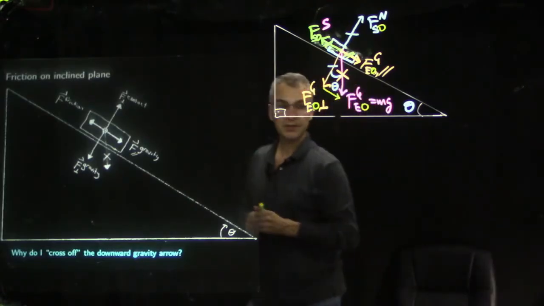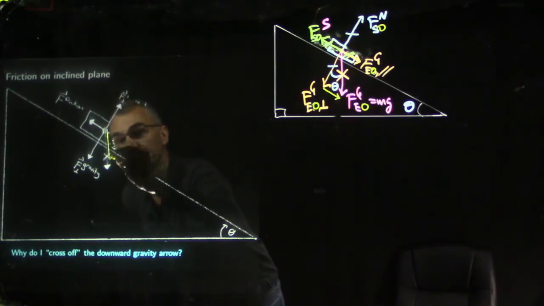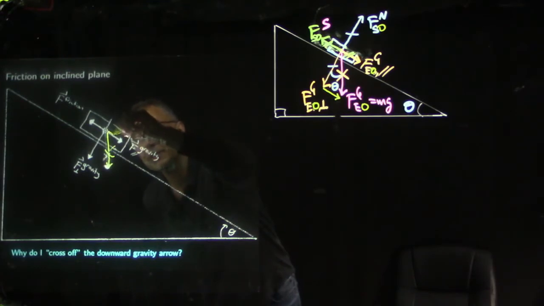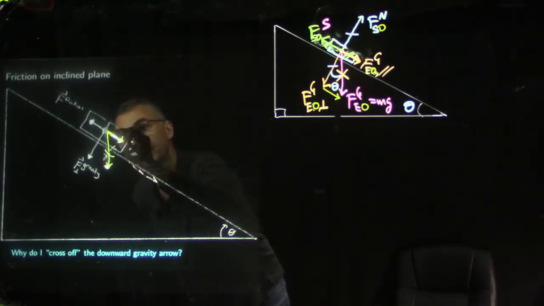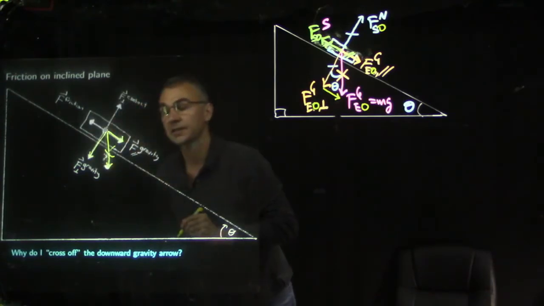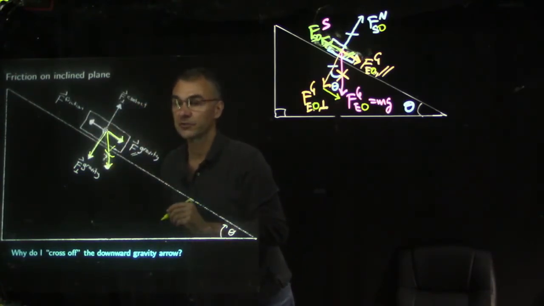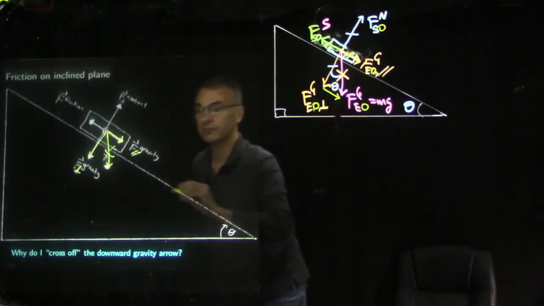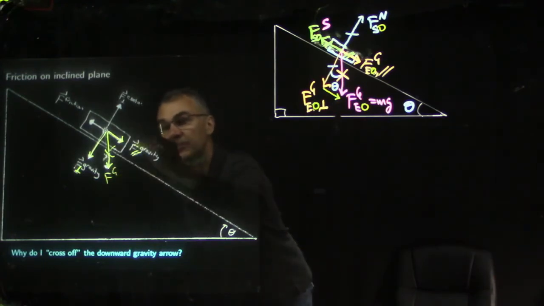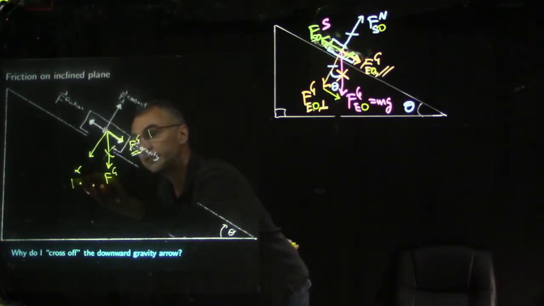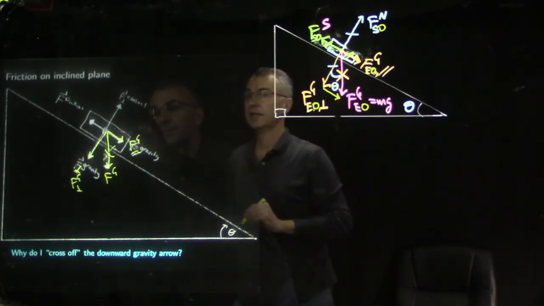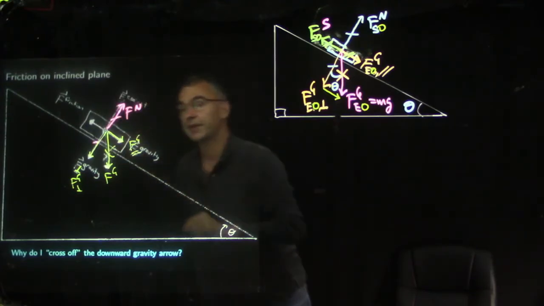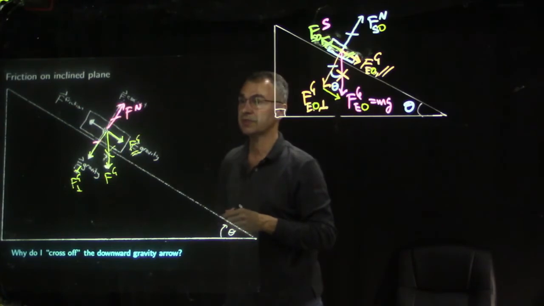Normally the way we do that, here is the original gravity arrow, and then we will cross it off and replace it with the downhill component and the into-the-plane component. So those are the parallel and perpendicular components of the gravity force. This is the original gravity force. This is F gravity parallel and F gravity perpendicular. Then we know how big to make the normal force, because it balances this component of gravity which points into the plane.